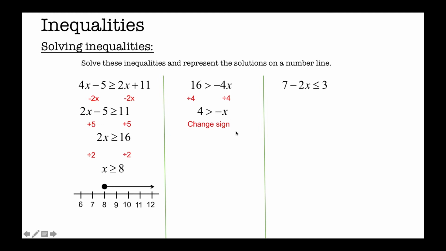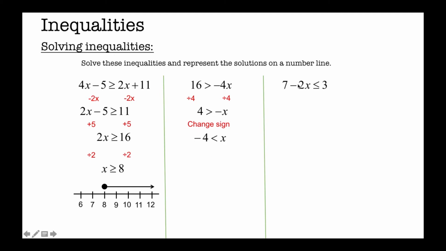Now all we need to do is change the sign. So we swap them over and we say that minus 4 is less than x. We can say 4 is greater than minus x, which obviously means that minus 4 is less than x. So we have to be careful to move that around if there's a negative here.